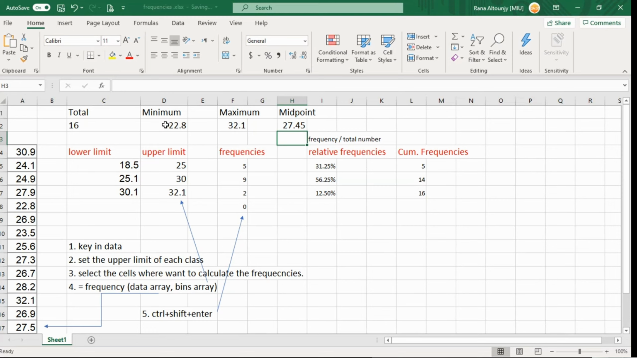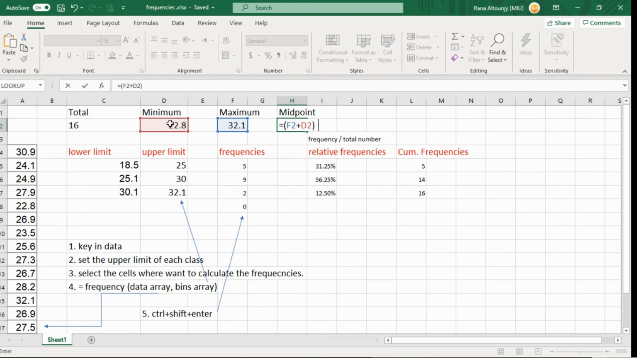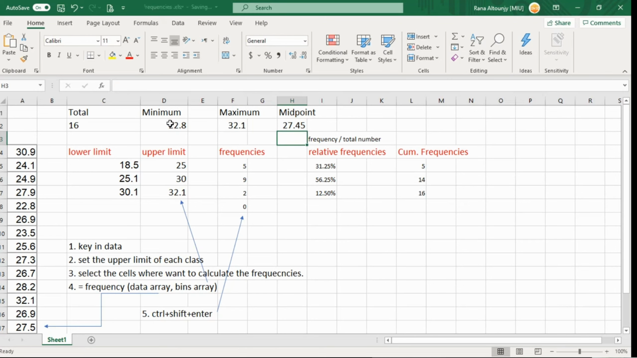We click enter. So the midpoint is 27.45. Again, how did we calculate the midpoint? Based on the equation we know, which is highest plus lowest divided by 2. We already calculated the highest and the lowest. So we put equal, open a bracket, choose the highest, put plus, choose the lowest, close the bracket, and divide by 2. Okay? Enter. This is how we calculate the midpoint.